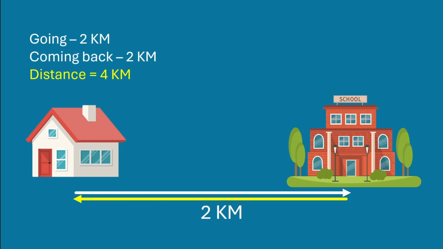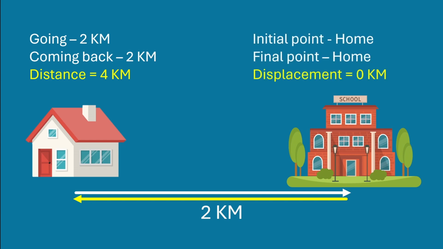What is the distance? Well, going is 2 kilometers. Coming back is 2 kilometers. So the distance must be 4 kilometers. What about the displacement? Let's see. The initial point is your home. The final point is also your home. And we know if the initial point and the final point of a body in motion is the same, then the displacement, no matter how much distance it covers, will be zero.